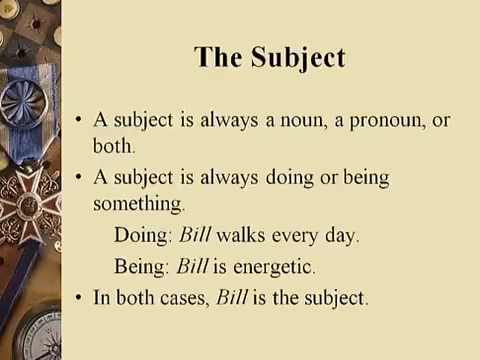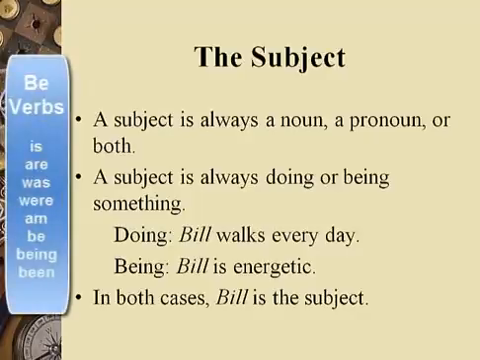The easiest way to remember where the subject is in a sentence is to understand that it is always either doing or being something. So the two examples I have down here are, as in doing, Bill walks every day. In this particular case, Bill is the subject. He's doing something. In the next example, Bill is energetic. Bill is something. And oftentimes when you're talking about the subject being something, it's tied to what is called a be verb, as in the letter B-E, as in is, are, was, were, am, be, being, and so forth.